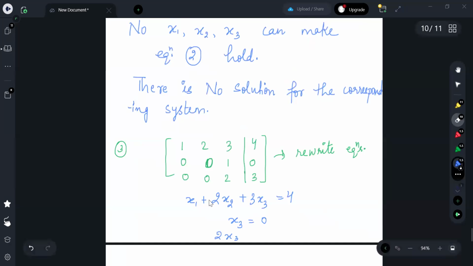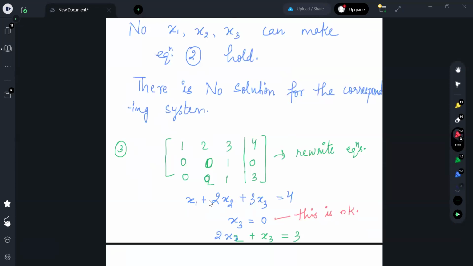Oh, this didn't make sense. Never mind. So I should not make up examples as we go. Let's just make this 1, make this 2. And then I have 2x2 plus x3 equals 3. If you come across a similar system in an exam or a homework, just note that this is completely fine. My variable could be 0. This system will have solutions. If not one, many, but this is not a no solution case.